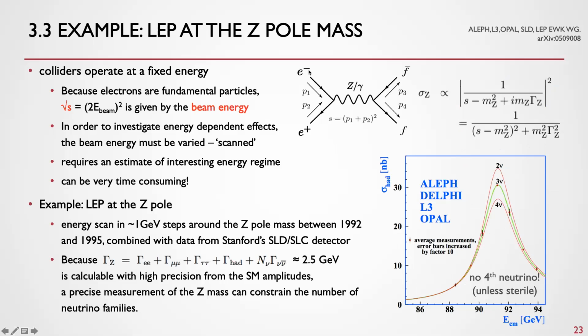Let's make it concrete. e plus, e minus going into 2 fermions, and now I pick muons. For the muons, only this diagram will contribute, and according to the Feynman rules, this gives a Breit-Wigner shape, which is 1 over the beam energy minus the Z mass squared, plus the width of the Z boson. So the width of the Z boson is how wide this peak around the Z mass actually is.